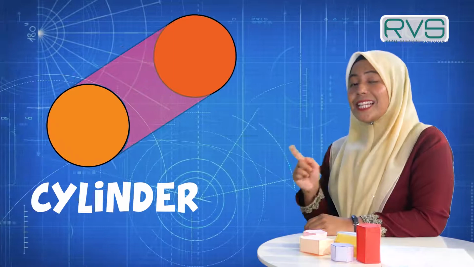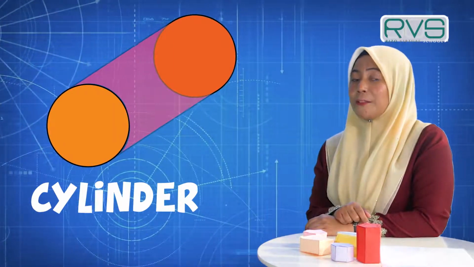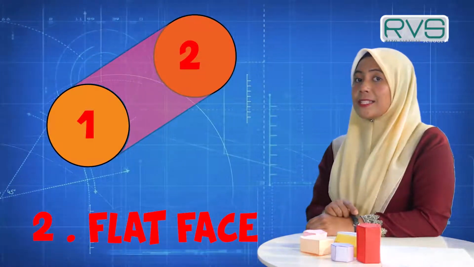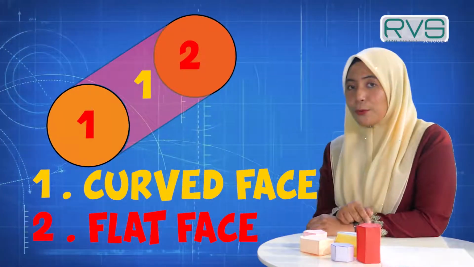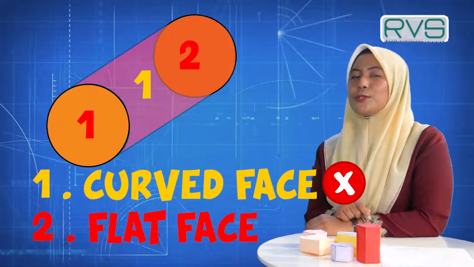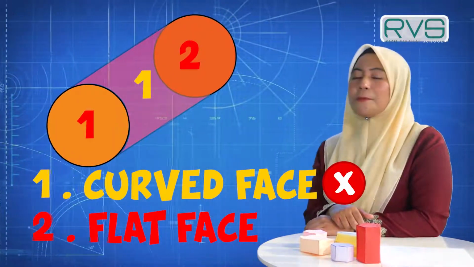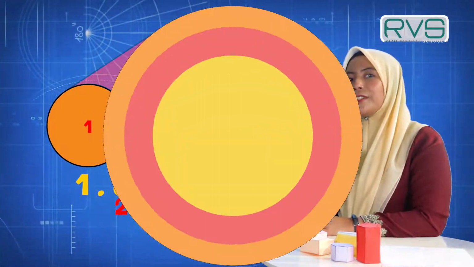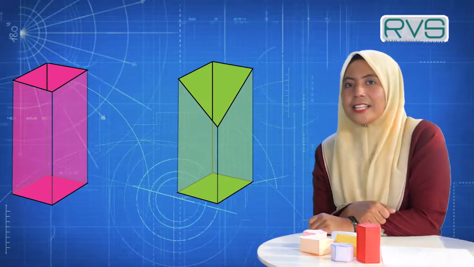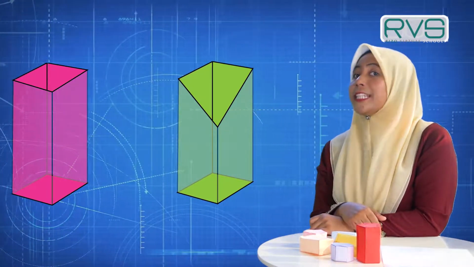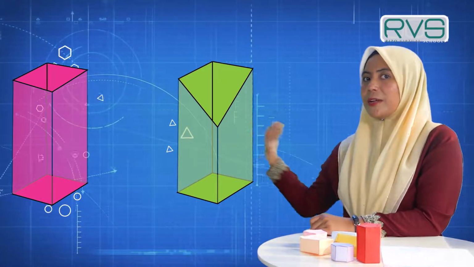So, how many faces does a cylinder have? Yes, a cylinder has 2 flat faces and 1 curved face. So, is a shape with a curved face a prism? No. So, a cylinder is not a prism because a cylinder has a curved face. Very good. Alright, next. Second example. As you can see here, we can see 2 3D shapes here. One is this one and one is this one.